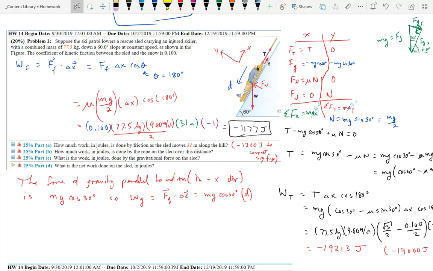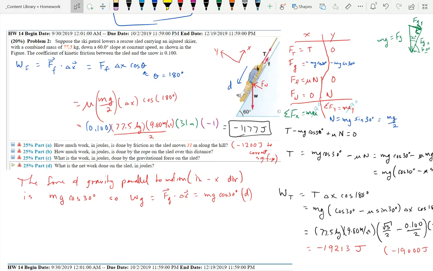Yes, sir. Okay, so problem 2, part 1, how much work in joules is done by the friction as the sled moves down the hill. So you have to calculate, of course, what the force of friction is. And you notice the force of friction is the opposite direction to the distance. So 180 degrees, cosine 180 degrees is negative. It gives you a negative value. Right. And you have to go through your free body diagram to find what the friction is.